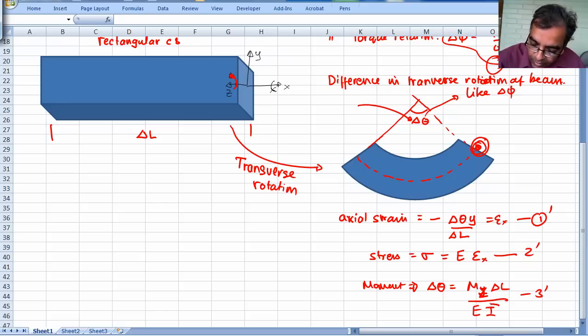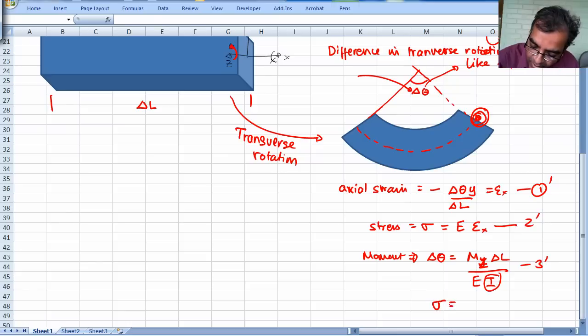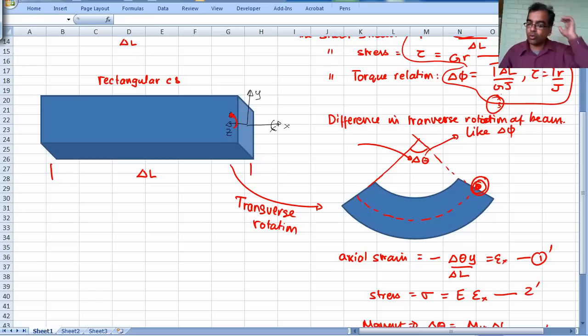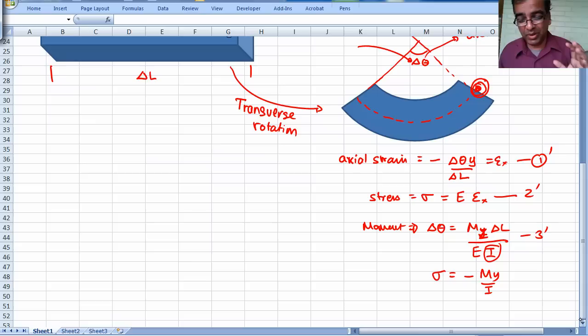And I'll talk to you about what is meant by I and all of that. But I want you to see how parallel the formulae are. And the last thing I will get is sigma equals minus MY over I. This is the counterpart to tau equals TR over J. So let's write these two things in parallel, and I'm beating this point to death because I want you to see there's no difference. It's just some minor changes.